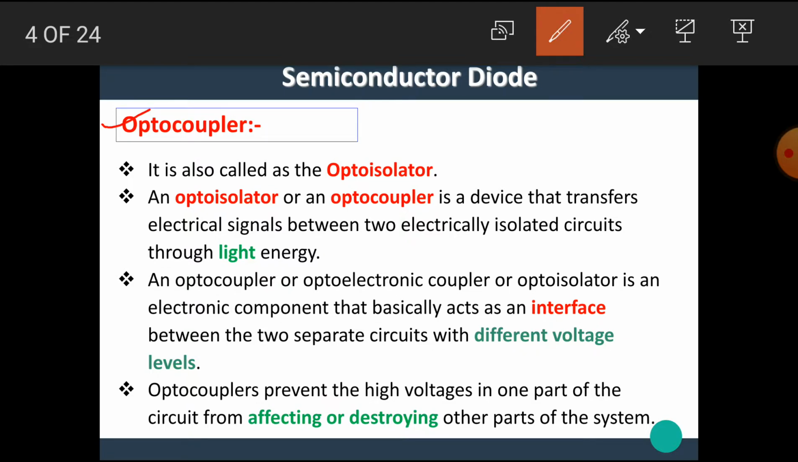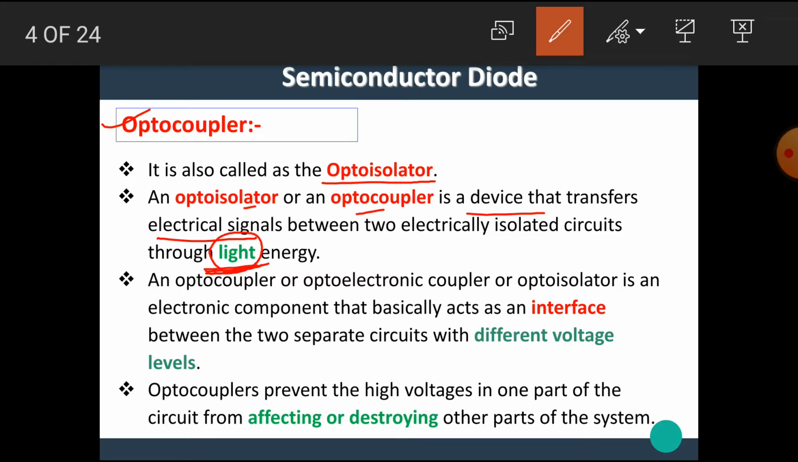The optocoupler is also called the optoisolator. An optoisolator or an optocoupler is a device that transfers electrical signal between two electrically isolated circuits through light energy. That means the optocoupler is a device which transfers electrical signal between two electrically separated circuits through light energy, not a wire medium. It generates a communication link through light energy.